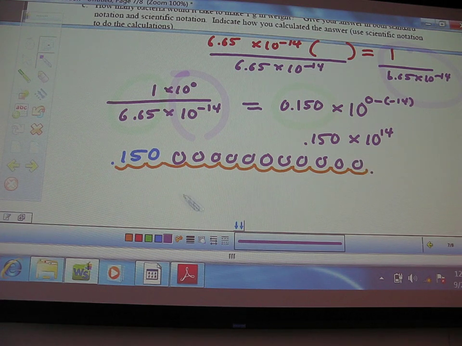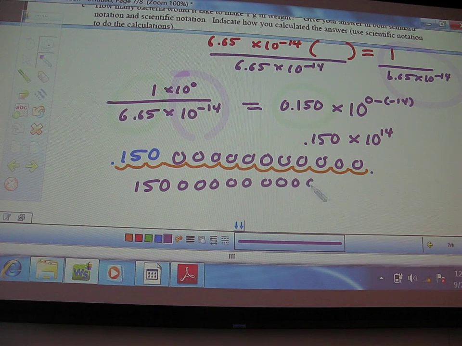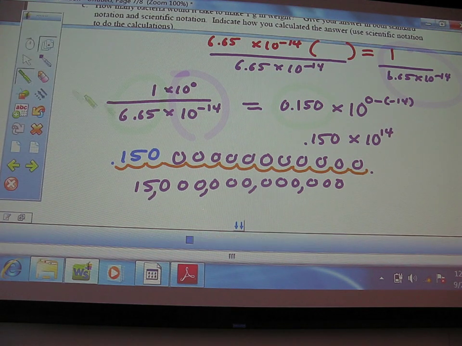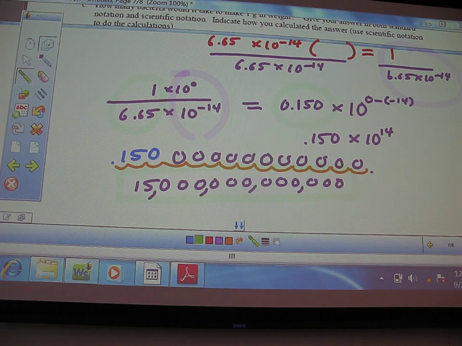That's where our new decimal place is going to go. So it's 1, 5, 0, 0, 0, 0, 0, 0, 0, 0, 0, 0, 0. And put commas after every third one. Wow, that's really big. So this is our regular notation. That's a lot.